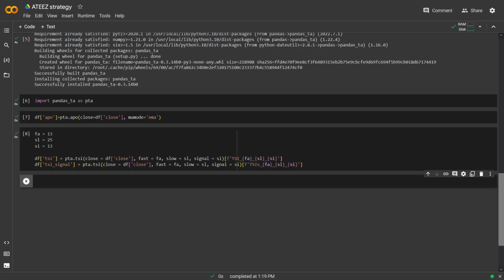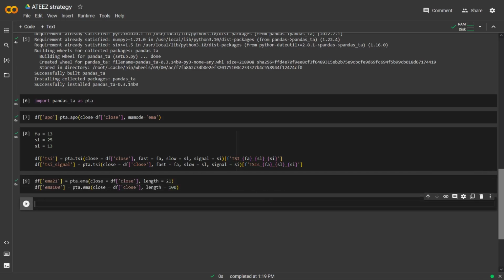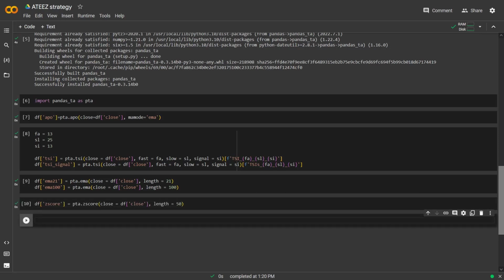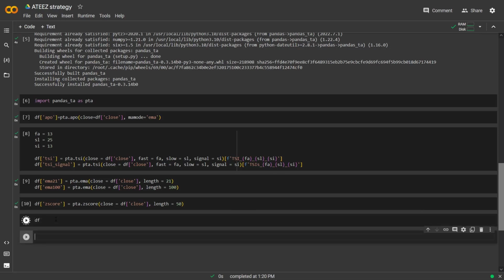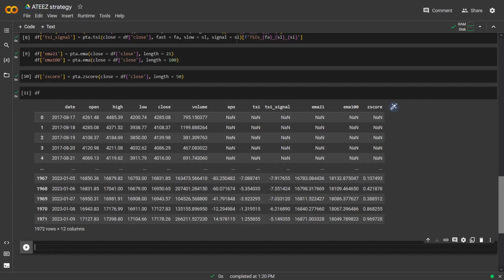Now let's add both the EMAs to the data frame. That's no fancy stuff here. And finally I will create the Z-score indicator in the data frame. And you can see here its length, I will use 50. Now that I've defined all the indicators for this trading strategy, let's now create the trading rules and add these to the data frame too.